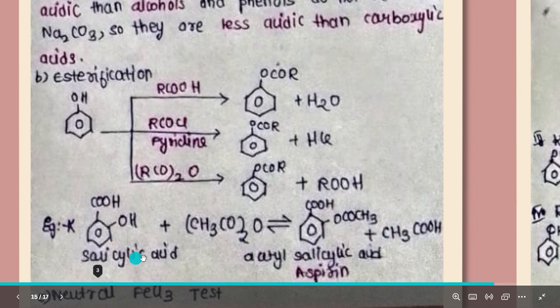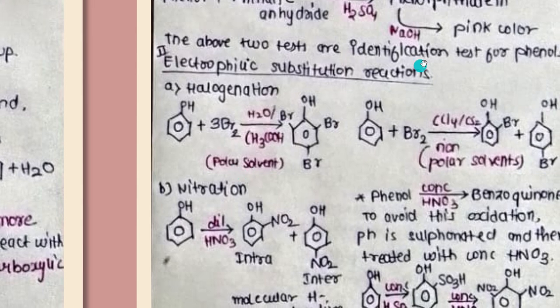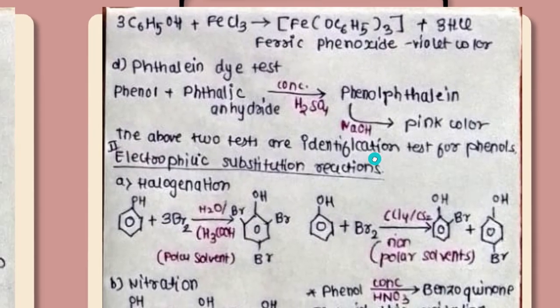Now having the neutral FeCl3 test for phenols, right? So, what is the test? 3 moles of C6H5OH, that is phenol itself, plus FeCl3 will give us ferric phenoxide, which is violet in color. What is that ferric phenoxide?